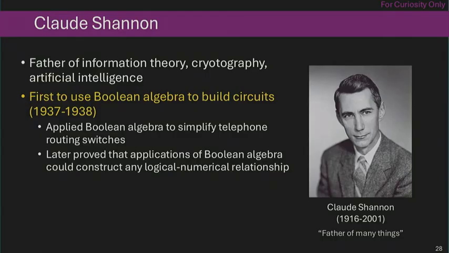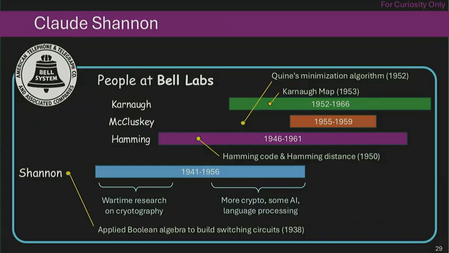And he later proved that application of Boolean algebra can construct any logical numerical relationship. Essentially, you can build any circuit using Boolean algebra. Not just circuits, any functionality, any application you like using Boolean algebra. And he, again, surprisingly, also worked at Bell Labs together with those other guys. He started a bit earlier, doing some wartime research on cryptography, and later more about crypto, AI, language processing, and also Boolean circuits. All right. So again, in that lab, there were some amazing people, and they must have talked with each other and then generated new ideas.